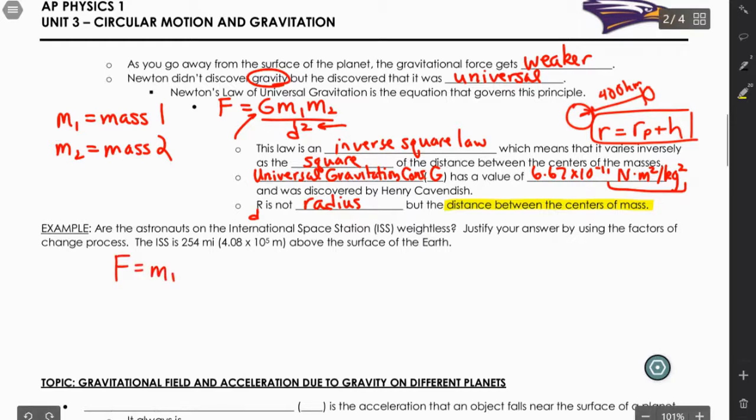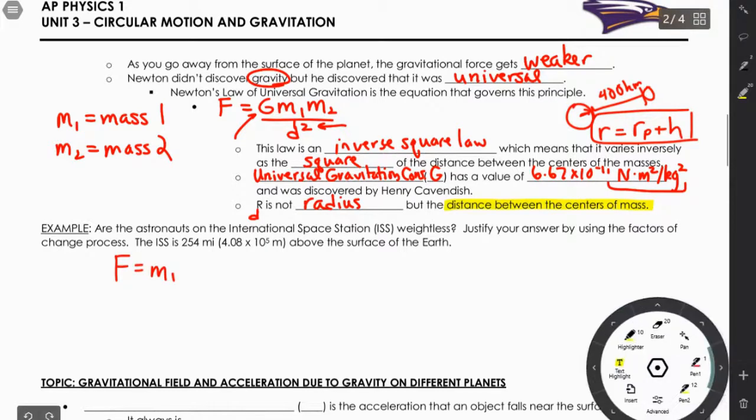Oh, I forgot the big G. G, M1, M2 over d squared, okay? And so our factors have changed. G is going to stay consistent. M1 is going to be mass. We're going to do the astronaut, and we're talking about in relation to Earth. But now what we've got to do is figure out what is the factor for the distance.